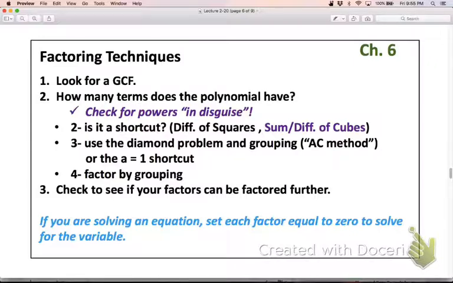If it has 3 terms, then you want to use the diamond problem and grouping. That's what the book calls the AC method. And if you were there when we talked about the A equals 1 shortcut, you can go for that. And then if it has 4 terms, it's already set up to just go straight to factor by grouping. You don't have to do the diamond problem. It's already set up to group. And then lastly, make sure that once you've factored that you look at all the factors you have to see if any of them could be factored again.